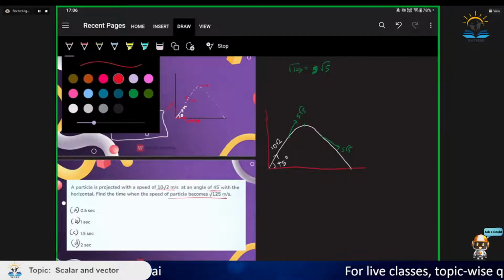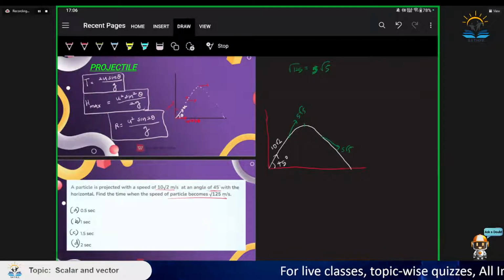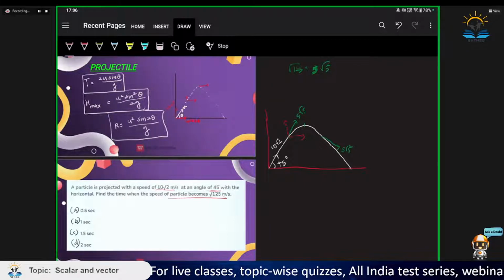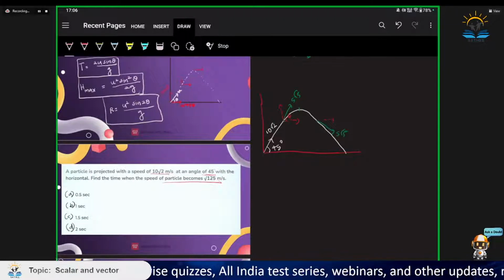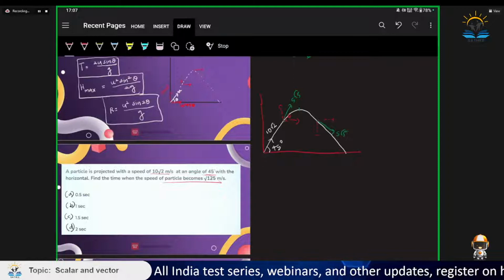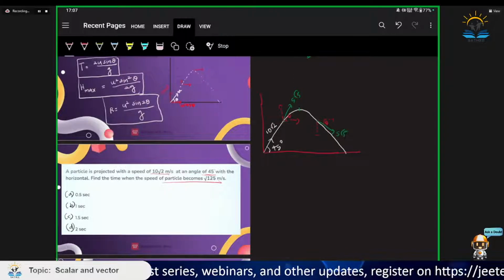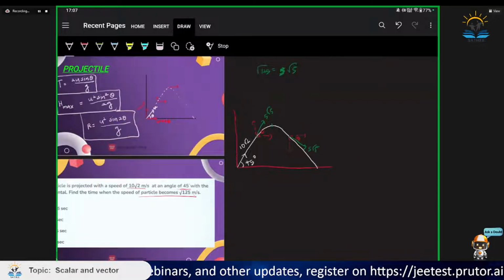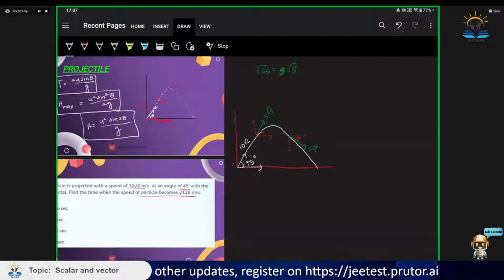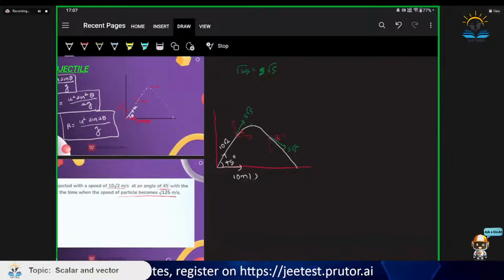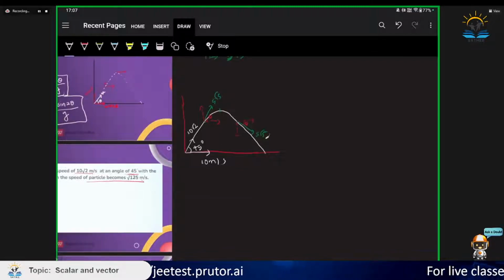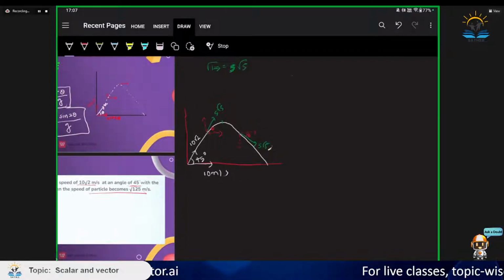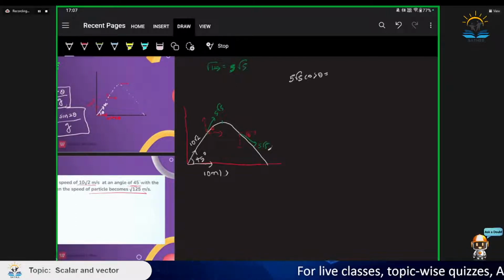So this is during upward motion, and this is during downward motion. And we know one thing. Its horizontal component of velocity, that is 10 root 2 cos 45, how much? 10 meter per second. That will be the same all along the motion, right? So here the horizontal component of velocity will be 5 root 5 cos theta. That will be equal to 10.